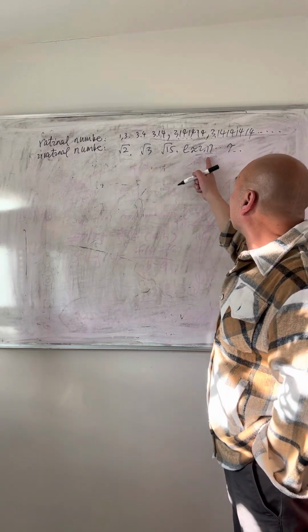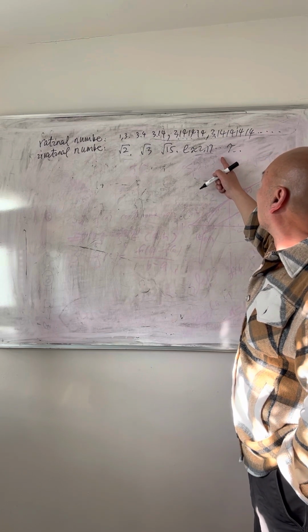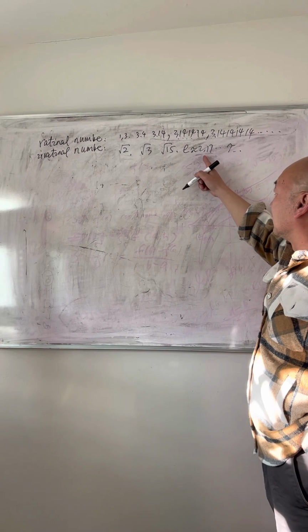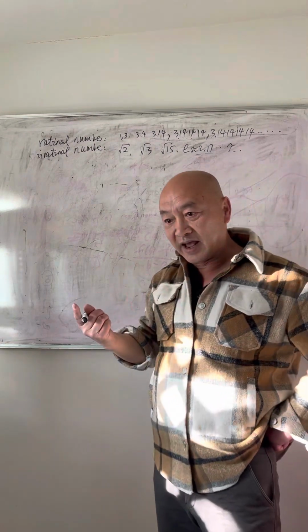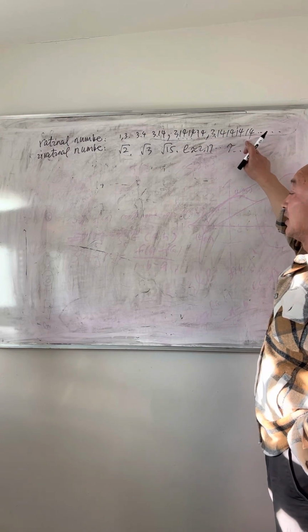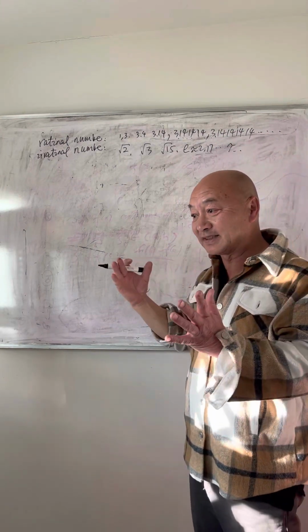An irrational number, right? That means you can use a calculator to test. It's unlimited, but does not repeat. You cannot find the rule for what it is.